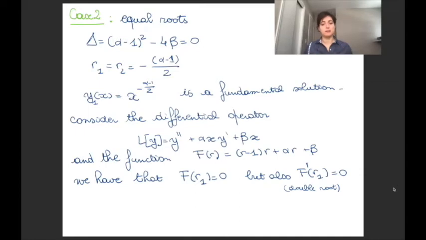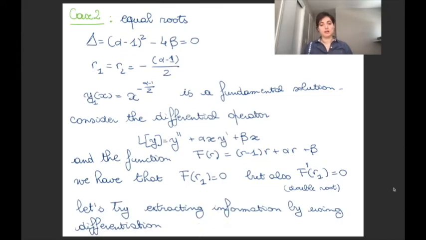Because we have repeated roots, we have that f computed at the root is equal to 0, but also its first derivative at the root is equal to 0 because we have a double root. So it's a parabola that just touches the real axis. Maybe we can extract some of the information by using differentiation on the differential operator.